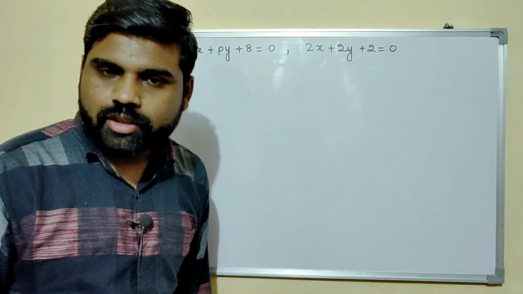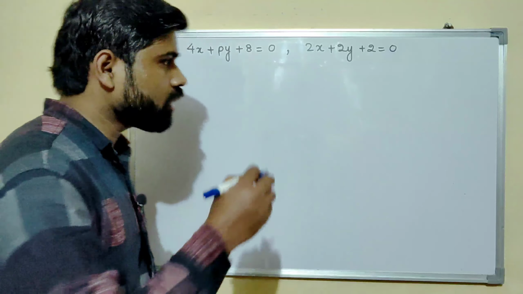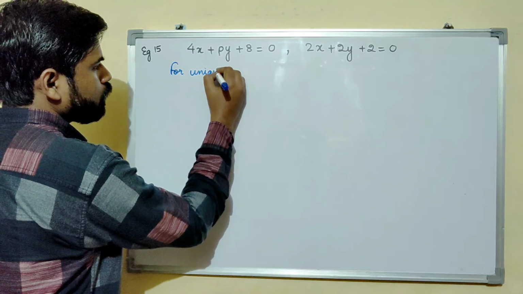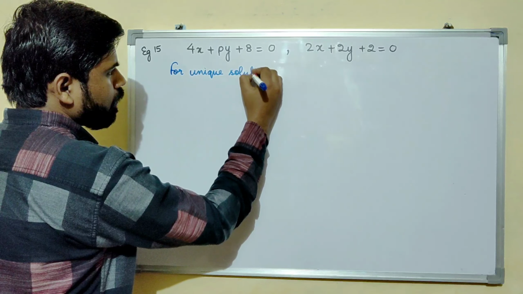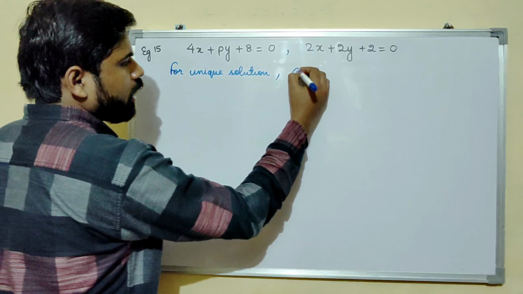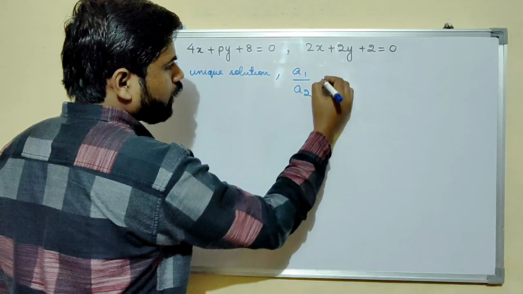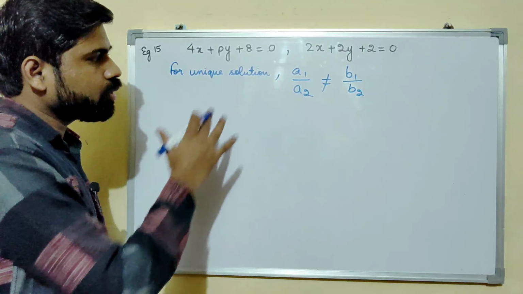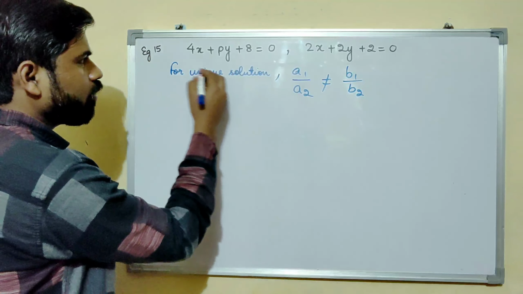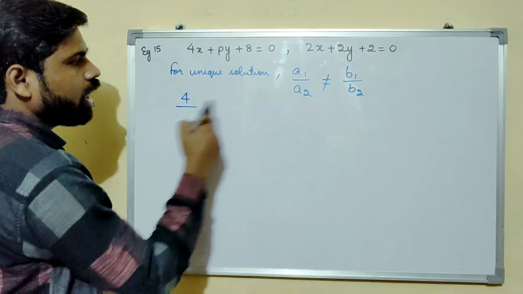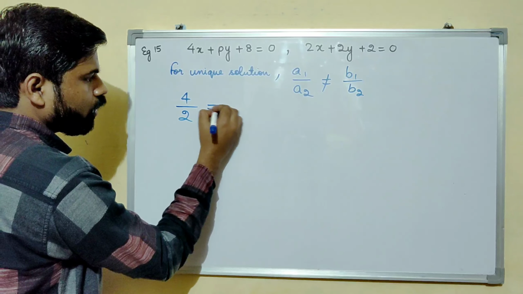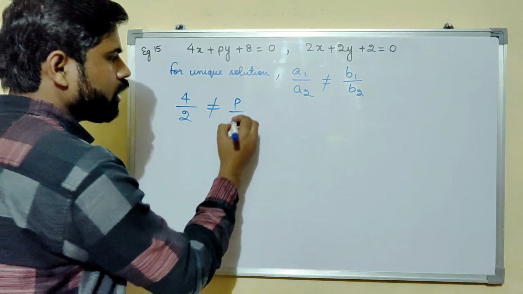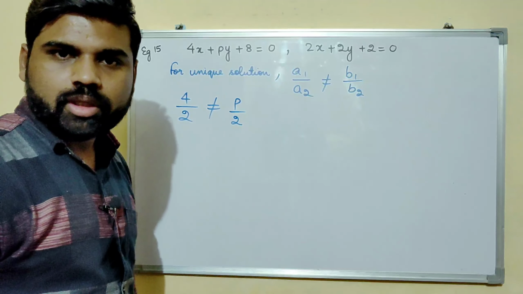Now what was the condition for unique solution? For a unique solution, the condition was a1 upon a2 not equal to b1 upon b2. It's very simple. Now substitute these values here. a1 is 4 here, and a2 is 2, not equal to b1, which is p here, and b2 is 2 here. Now cross multiply and then solve.